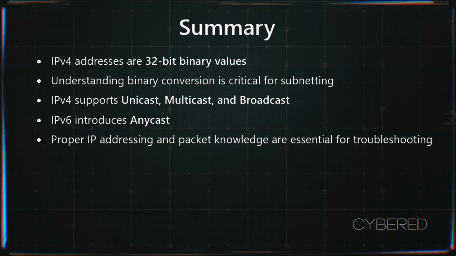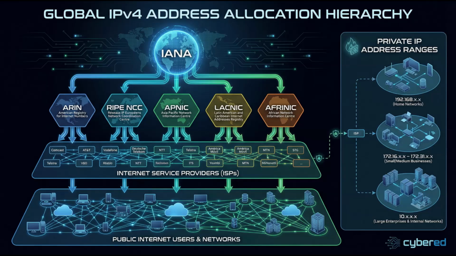So here's a summary. IPv4 addresses are 32-bit binary values. Understanding binary conversion is critical for subnetting. IPv4 supports unicast, multicast, and broadcast. IPv6 introduces anycast. Proper IP addressing and packet knowledge are essential for troubleshooting. IANA oversees the global IPv4 address space and delegates large blocks to regional internet registries, which then allocate them via ISPs for public internet use.